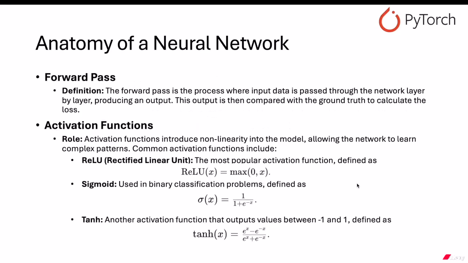Forward pass. The forward pass is the process where input data is passed through the network layer by layer, producing an output. This output is then compared with the ground truth to calculate the loss. Activation functions. The role of activation functions is to introduce non-linearity into the model, allowing the network to learn complex patterns.